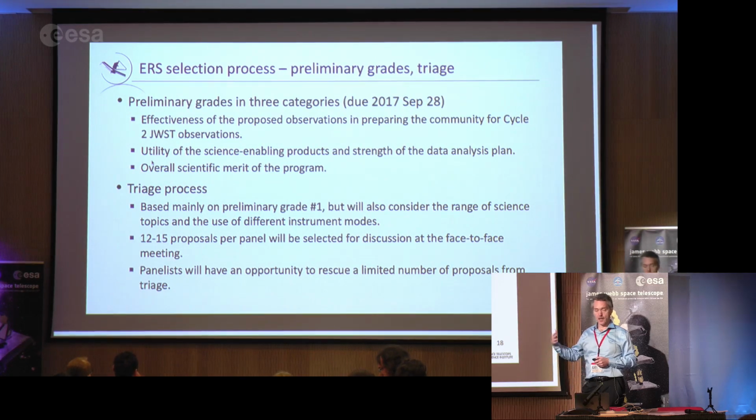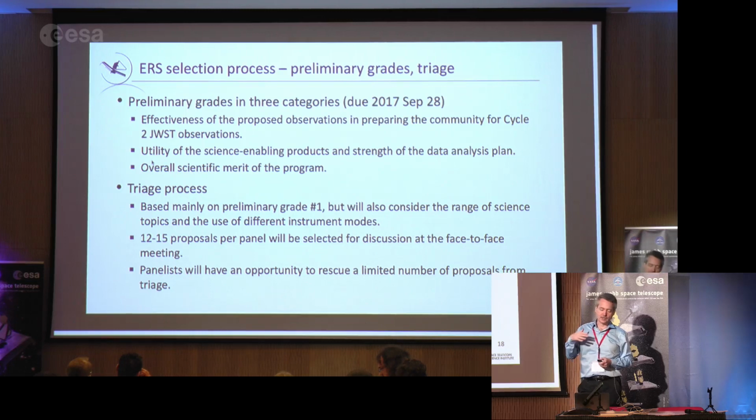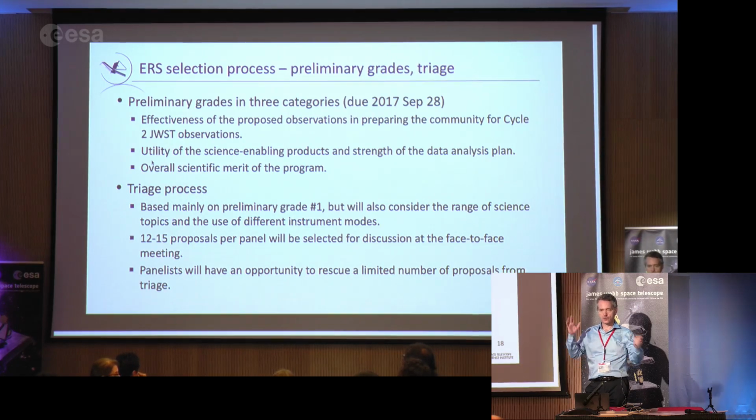The process that happened for the ERS is that there were preliminary grades submitted in three different categories. You can imagine this might be how it goes down for the GTO. Well, actually, it'll be a little bit different for the GOs. But anyway, the effectiveness for preparing the community for Cycle 2. As I said, that was the main motivation, so that was one grade. The utility of whatever products are going to be created and the robustness of the plan to create those products, and then the overall scientific merit of the program. So three equally weighted grades, right?